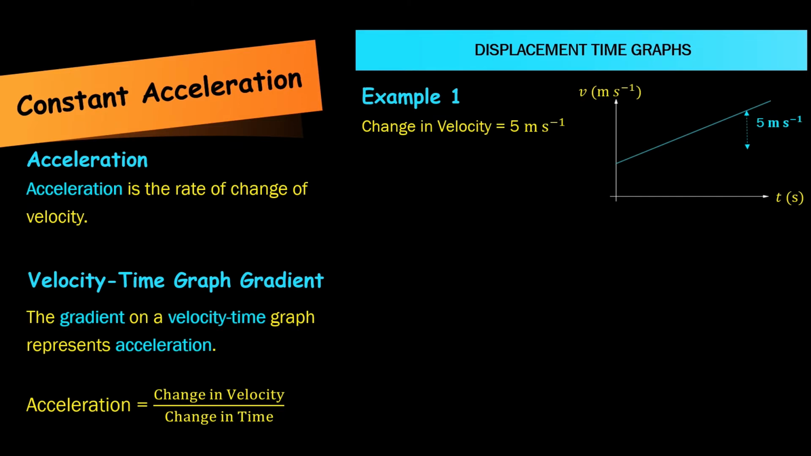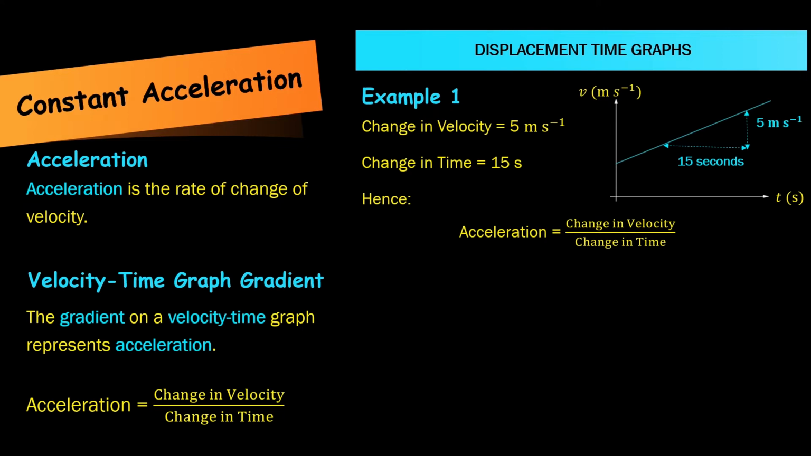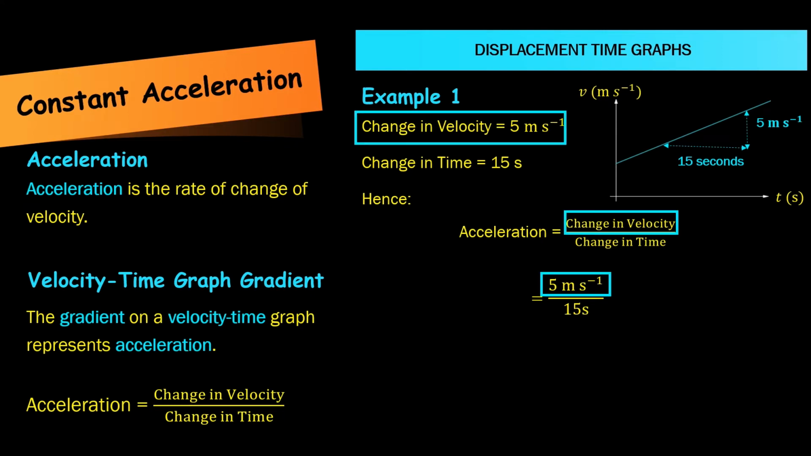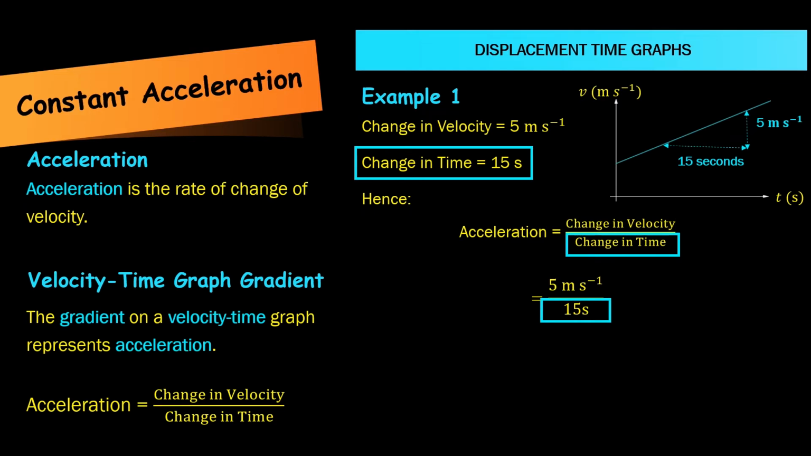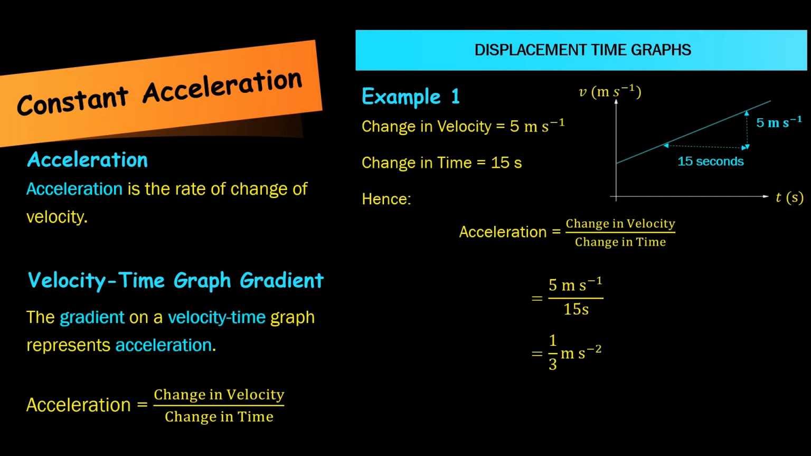Suppose in this graph, you can see that the change in velocity is 5 meters per second over a change in time of 15 seconds. Therefore, if we apply this to the formula for acceleration, which is change in velocity over change in time, we have that the acceleration is 5 meters per second over 15 seconds, which equals 1/3 meters per second squared.